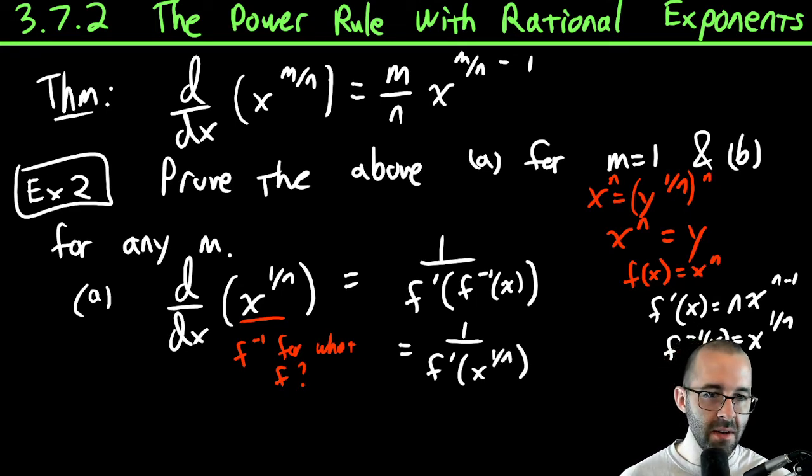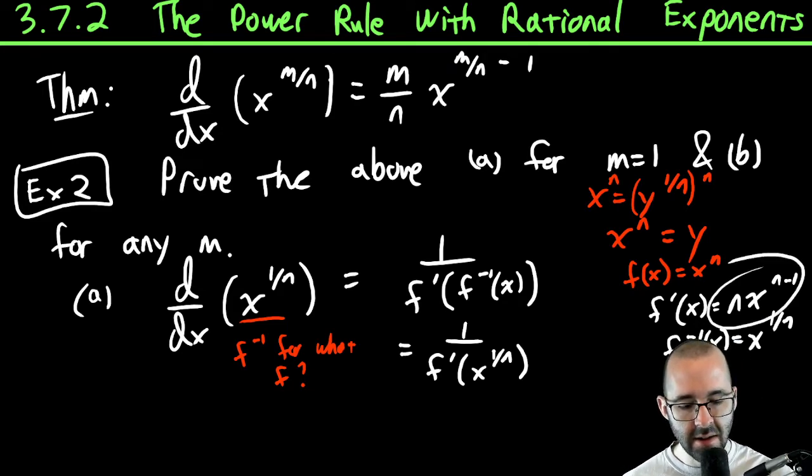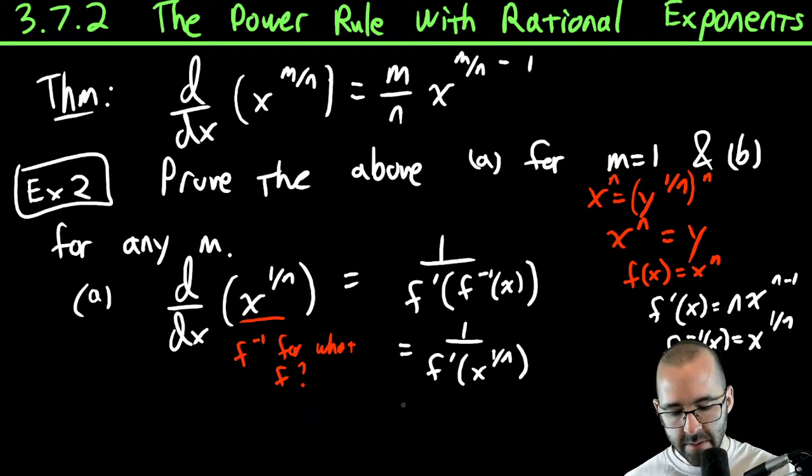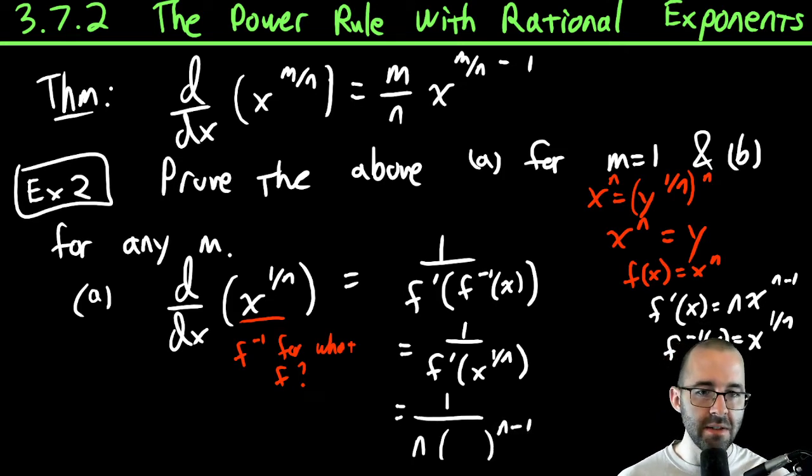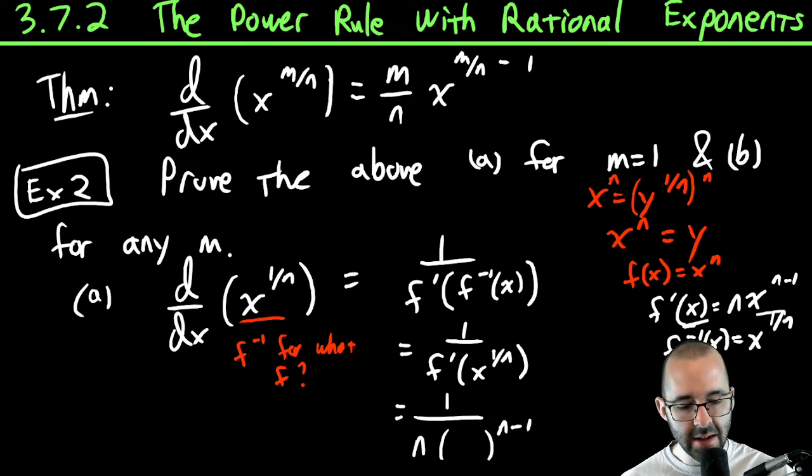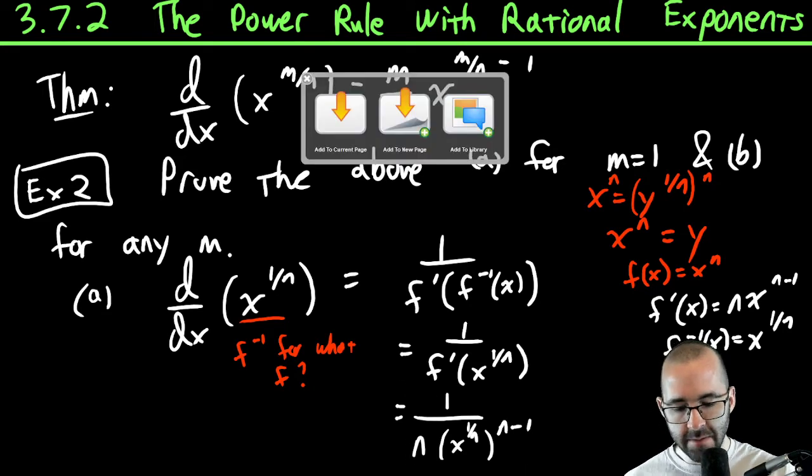What's f prime? f prime is this. So just take this and replace the x with x to the 1 over n. f prime is n times x to the n minus 1. That's what f prime is. We're replacing f prime with what it equals, but again, we're not evaluating it at x. We're evaluating it at x to the 1 over n. And now it's just a bit of a simplification game.